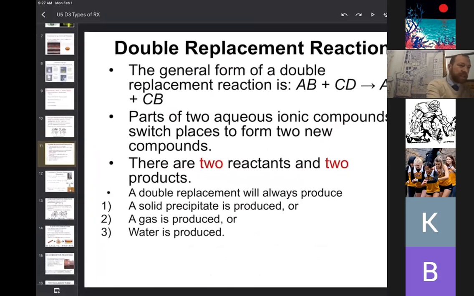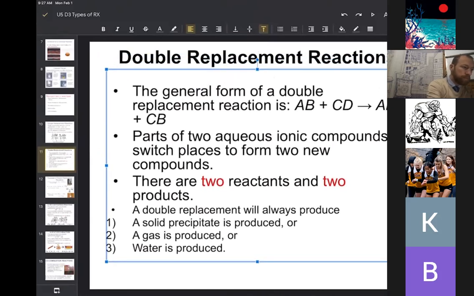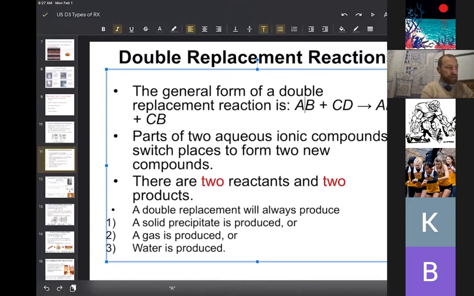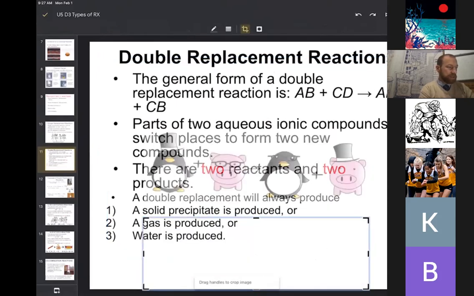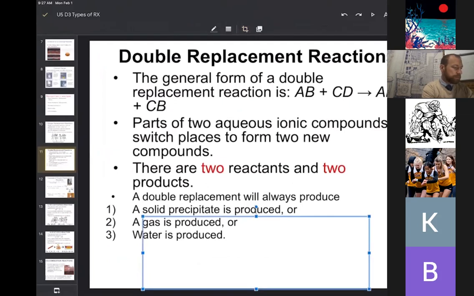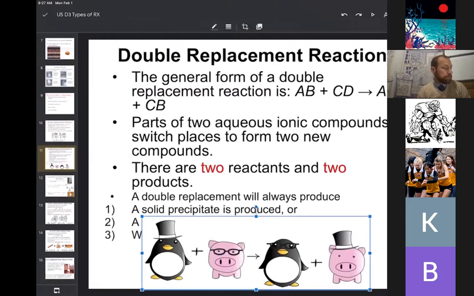Next is a double replacement. And again, for double replacement, I would write down this up here. This is a general formula where A switches with C and B switches with D, everybody switches. And then we've got this image. Penguin likes the glasses, the pig likes the hat, they switch, everybody's happy.